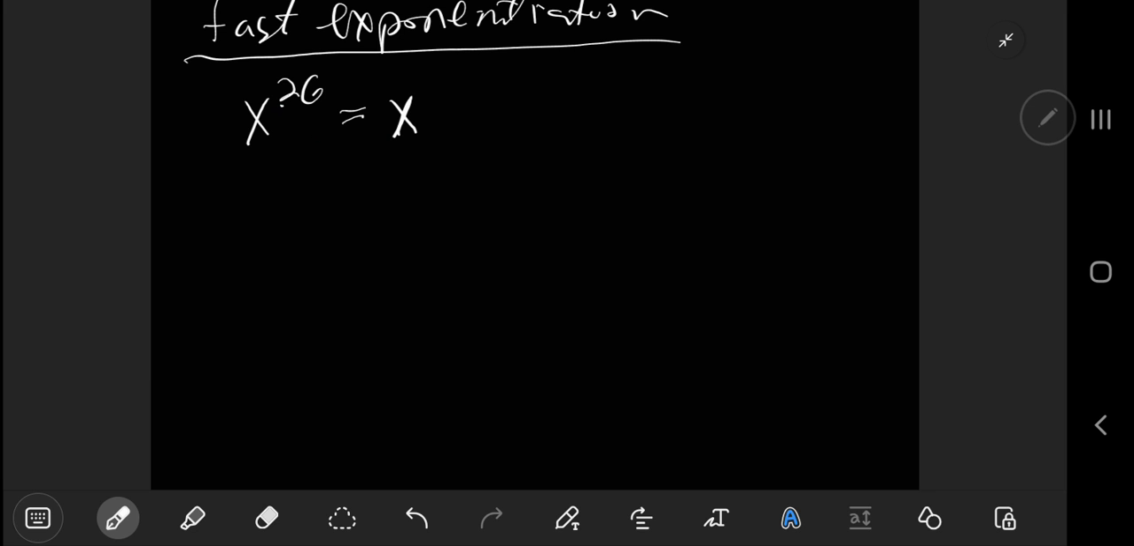So how would you write 26 in binary? It's 1 1 0 1 0 base of 2, right? Maybe I'll do it bigger so you can see it very clearly. 1 1 0 1 0 on the base of 2. Now I will use this representation to make a method to do the exponentiation in a more efficient way.